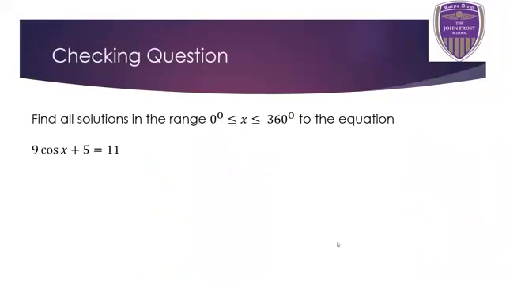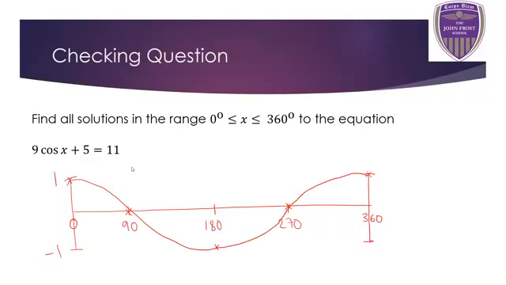Okay, on to the checking question then. So find all the solutions in the range from 0 to 360 to the equation 9 cos x plus 5 equals 11. So step one for this one is to rearrange that equation. You can sketch the graph straight away though, so the graph is going to look like this, isn't it? You just need to do a little bit of rearranging now to come up with the formula correctly. So press pause, have a go, press play when you're ready, please.